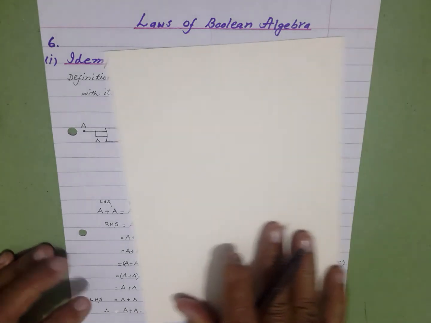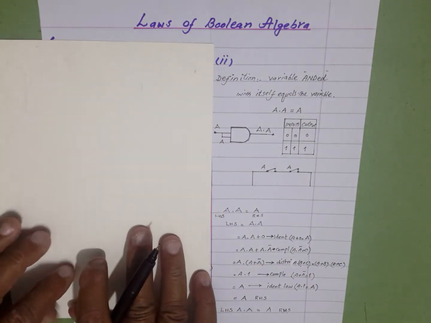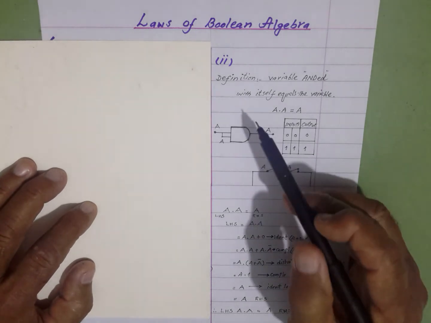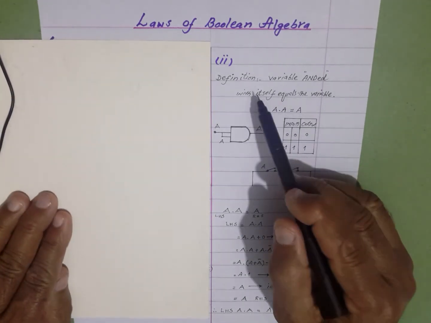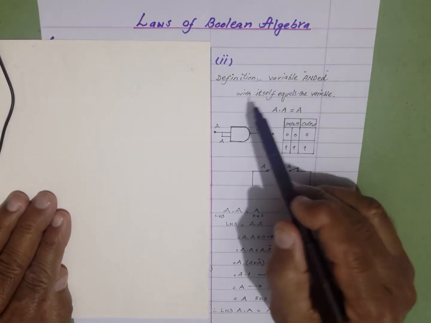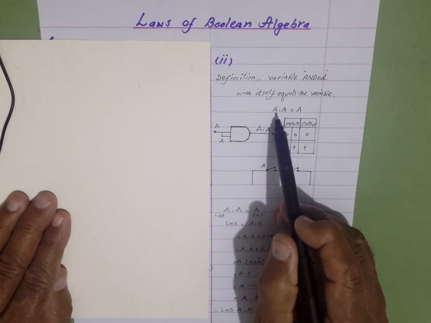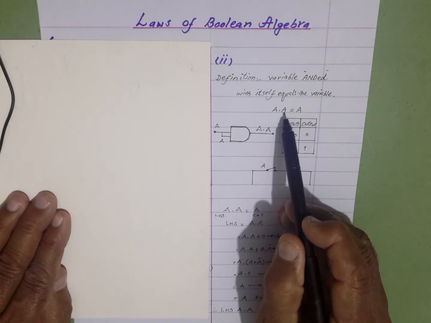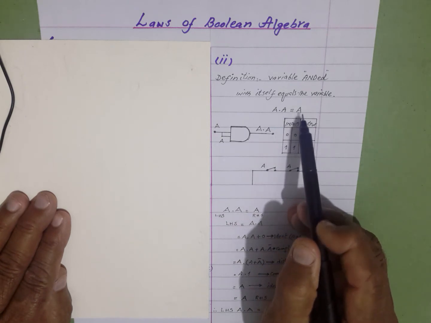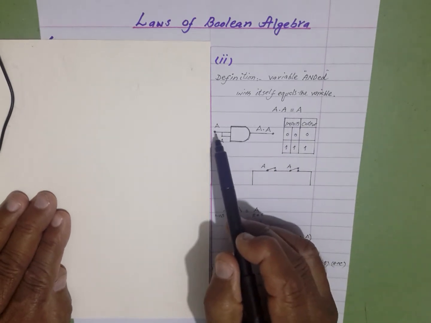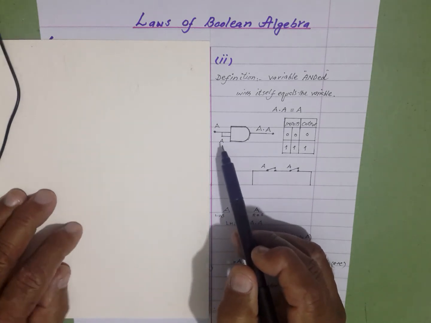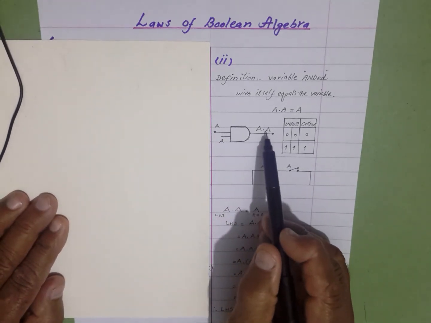Going to the second part, multiplication. This time the definition says a variable ANDed with itself equals the variable. This is the variable, it is ANDed with itself and it equals A. It's an AND gate. The same input appears on both the terminals. The output is A dot A.